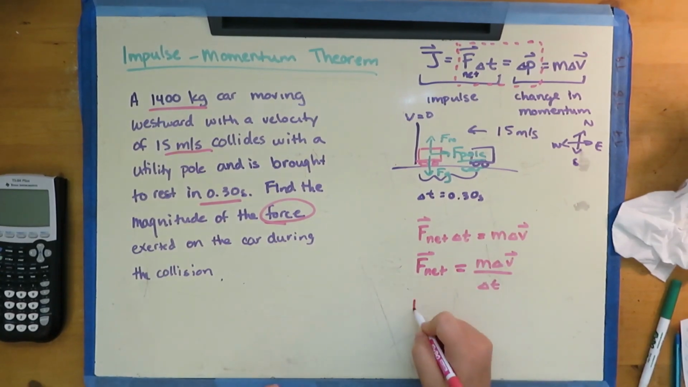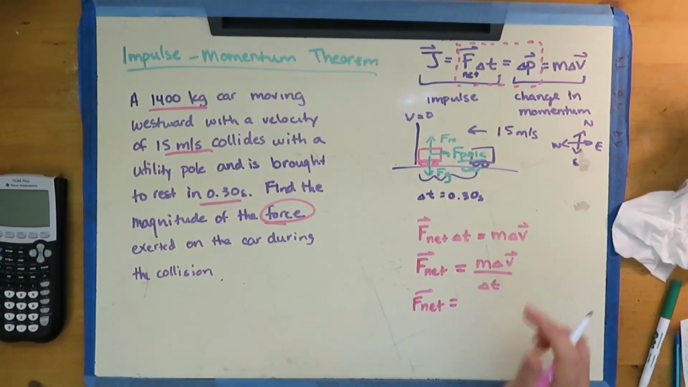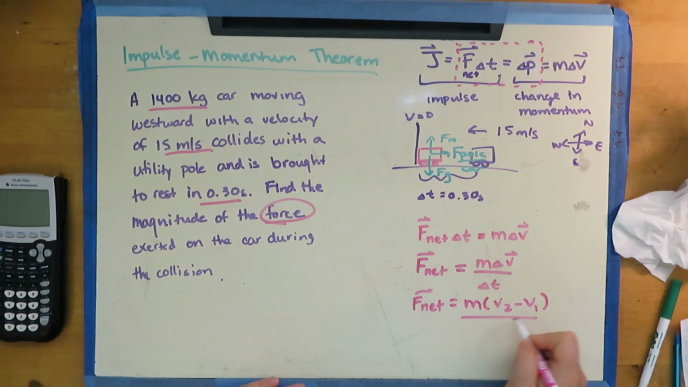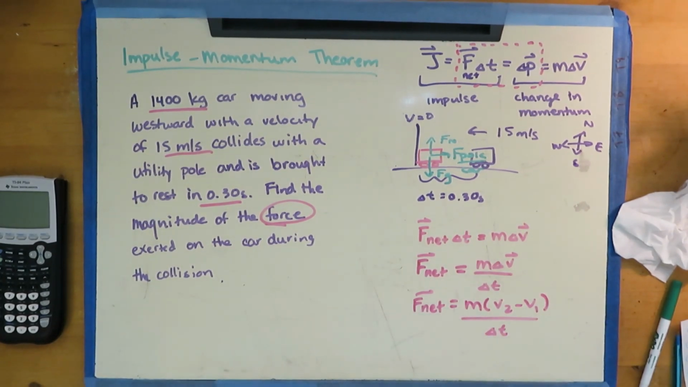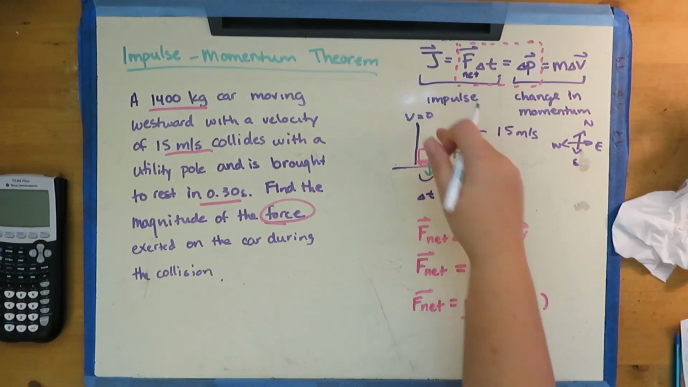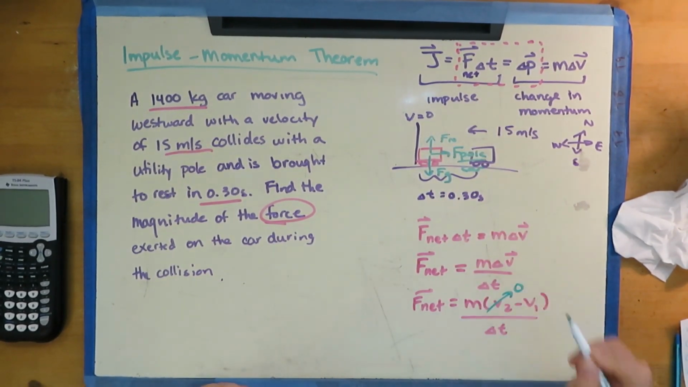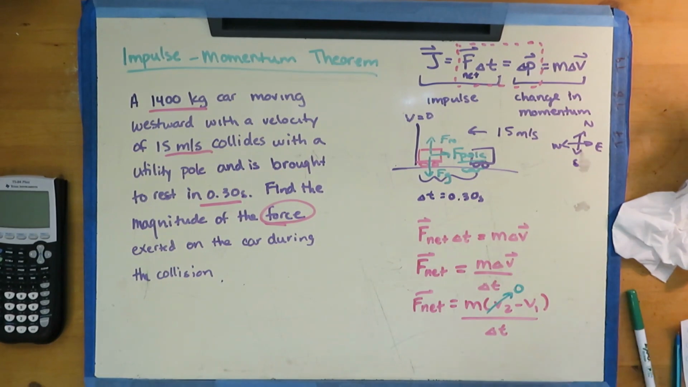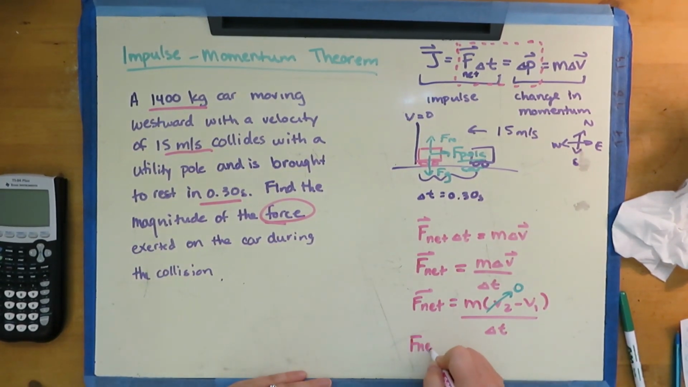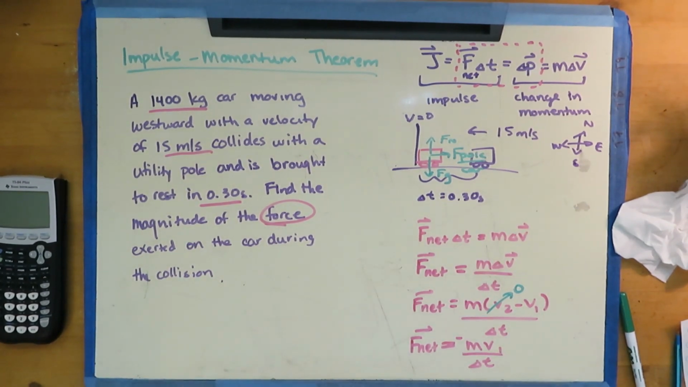So you can plug in numbers at this point. So our net force is going to equal mass times our change in velocity. So that change in velocity is going to be V2 minus V1. So you can kind of do that and then sub in that 0 for that final velocity. So for V2, I'm going to sub in 0. So I get that my net force is equal to negative mv1 over delta t.